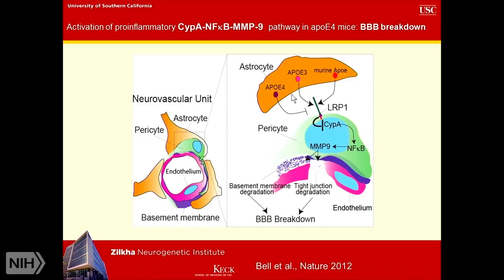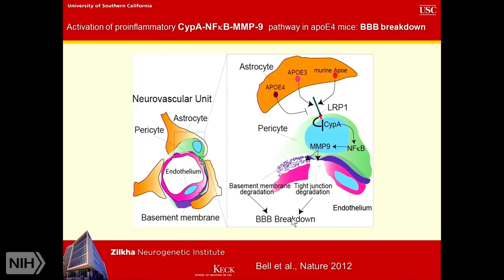Finally, I want to mention that our previous work in ApoE, studying the effect of ApoE genotype on the blood-brain barrier, has shown that ApoE4 leads to blood-brain barrier breakdown by activation of the cyclophilin A-MMP9 pathway, and degradation of the tight junction. But ApoE3 or ApoE2 and murine ApoE can block this effect through the LRP receptor and can block the pathway.